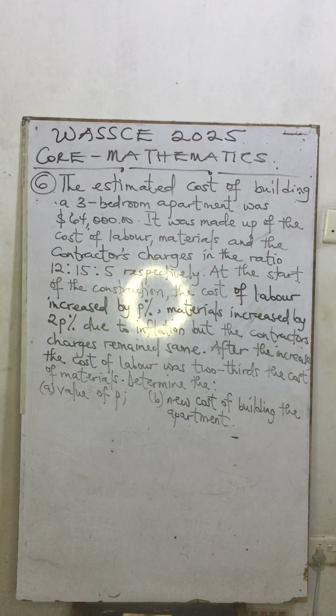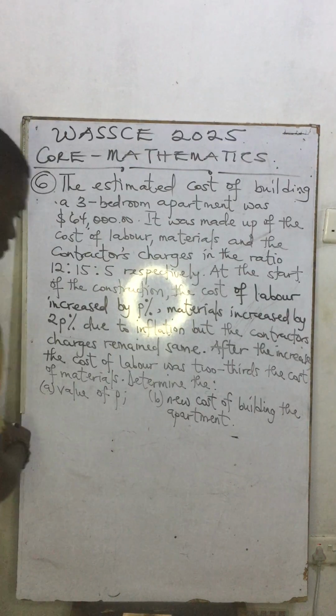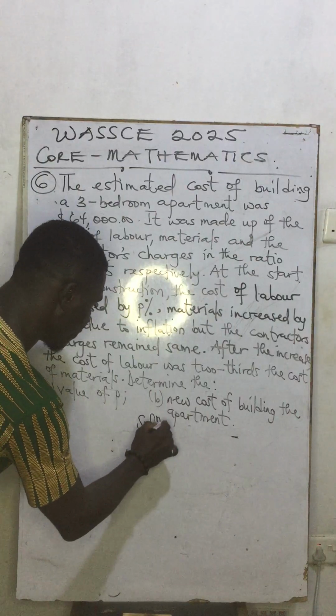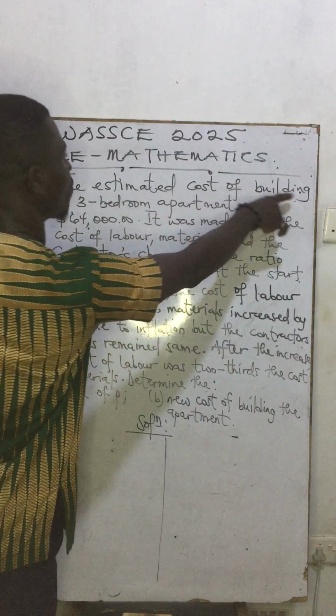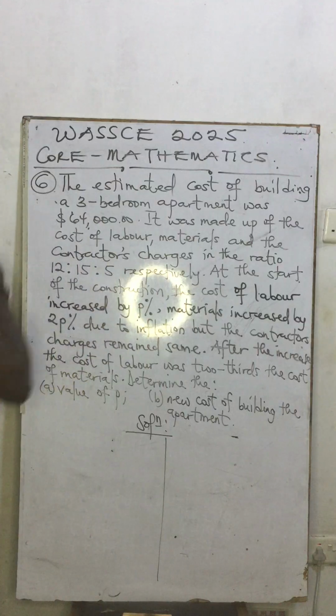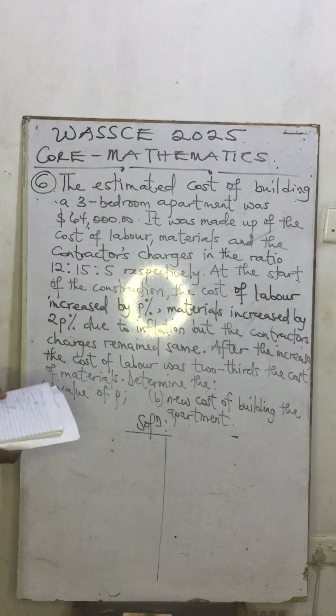So now here, we start with the solution. You can write the question down, or if you have the paper with you, then it's fine. Write the question down so that we get more space to solve it. So let's write our solution here. The estimated cost of building a 3-bedroom apartment was $64,000. That's the estimated cost.